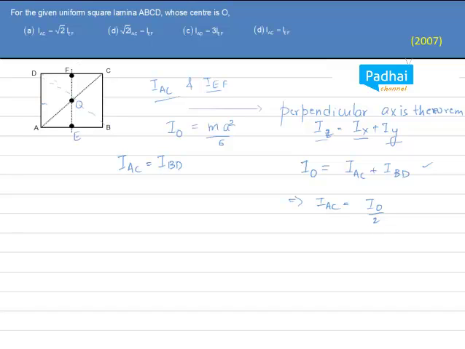Now I can take another axis perpendicular to EF. Let us suppose we mark it as MN. Now I can also write from the same perpendicular axis theorem that I_O will be equal to I_MN plus I_EF. And also these two will be equal because these are planar bodies and they are symmetrical. So I_EF will be equal to I_MN, or I can write I_EF as I_O by 2. So I_EF comes out to be I_O by 2. That means I_AC is also the same. So I_AC will be equal to I_EF.